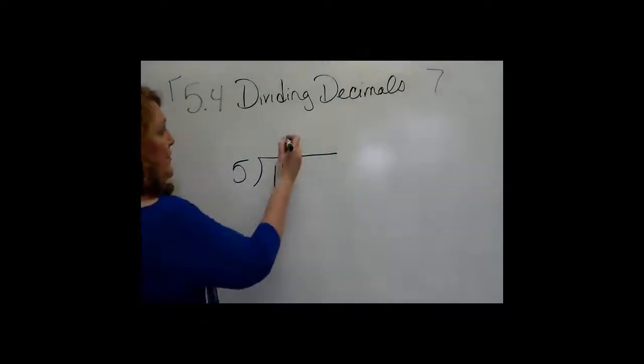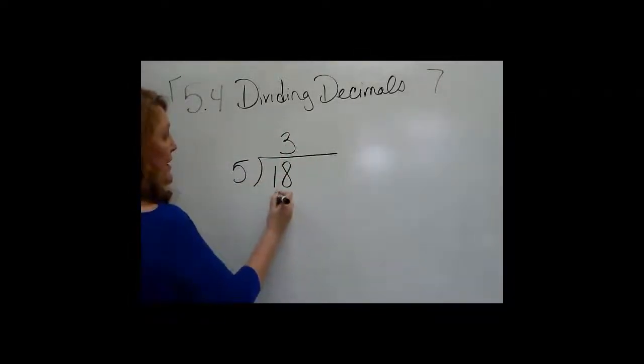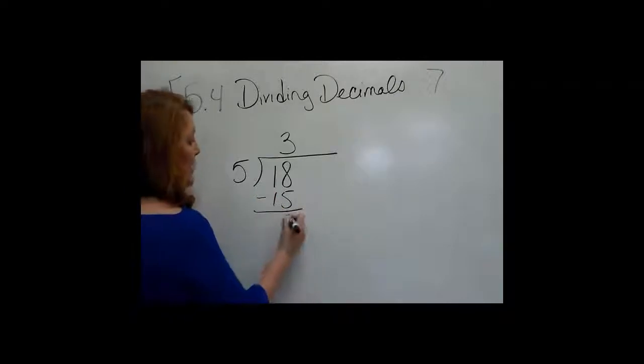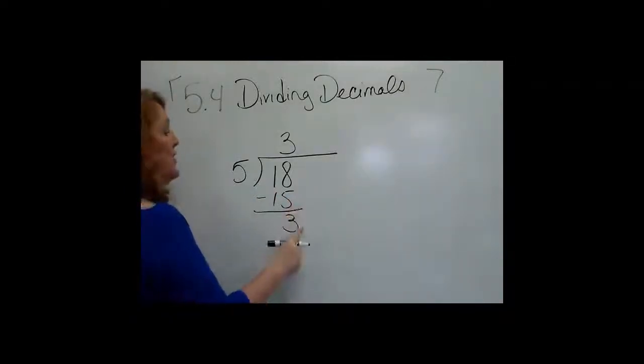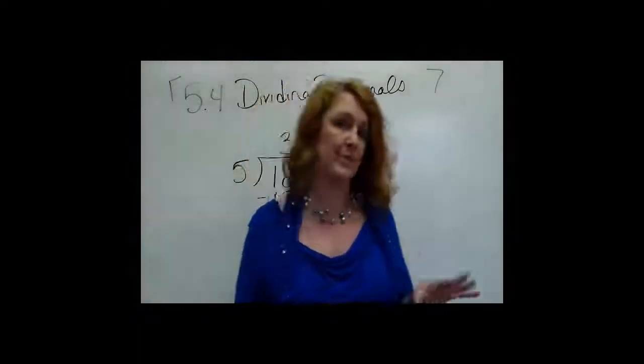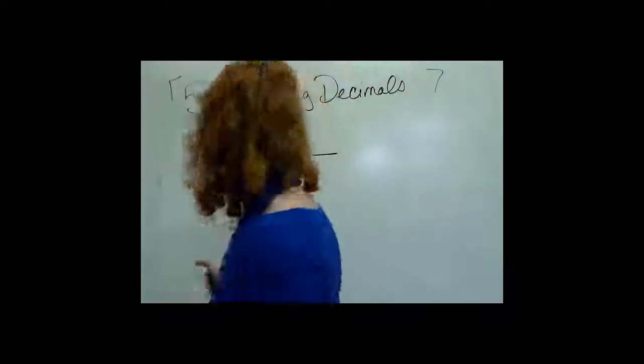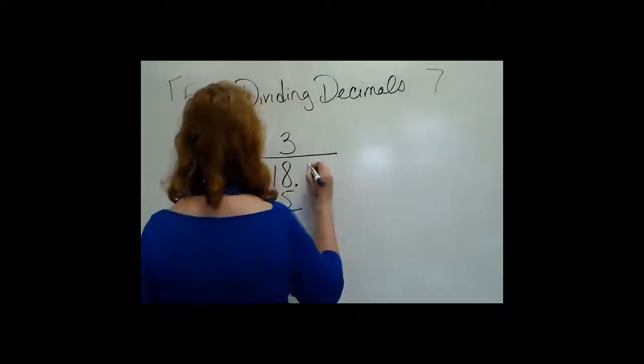5 goes into 18 3 times. 3 times 5 is 15. Subtract and we get 3. And we don't get to stop here with decimals. With decimals, what we're going to do, we're going to put this decimal and we're going to add a 0.